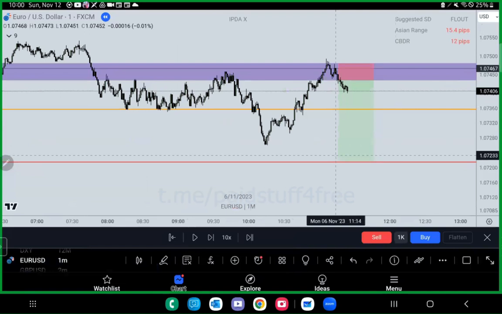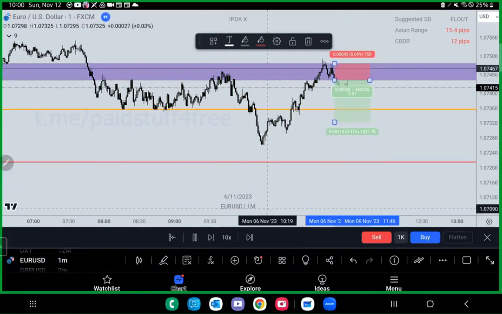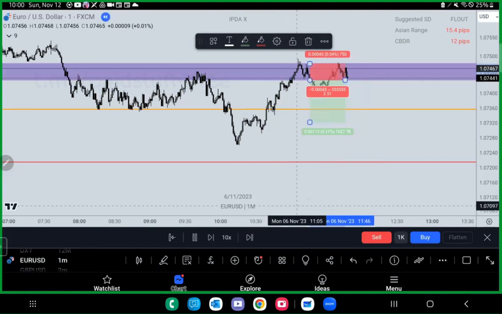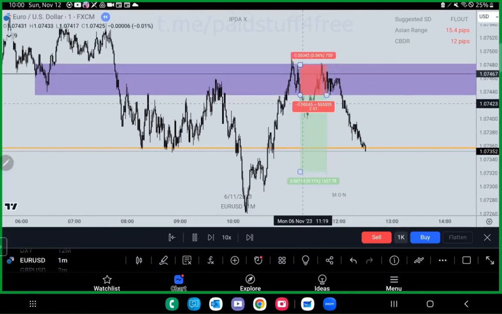I did not hold to 07220. When price slowed down, it was very late in the day at that point. I just exited the entire trade. And actually, that's not it. Let me see.